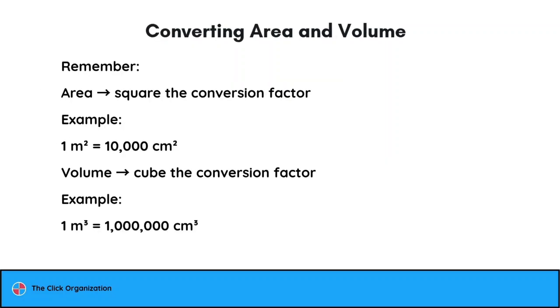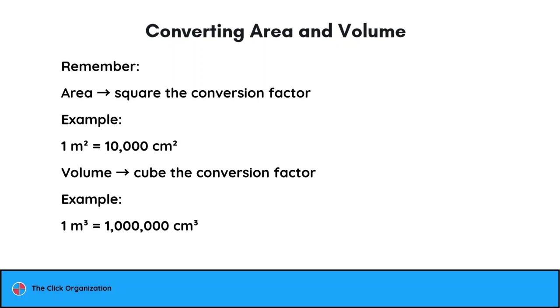Converting area and volume. Area and volume conversions are a little different from length conversions. Since area has two dimensions, we square the conversion factor. For example, 1 meter equals 100 centimeters. So 1 square meter equals 100 squared square centimeters, or as written here, 10,000 square centimeters.